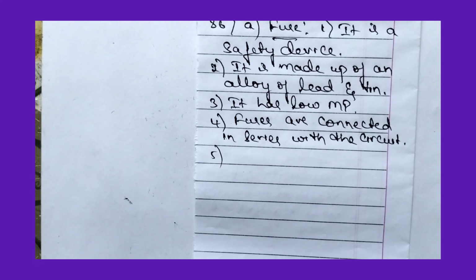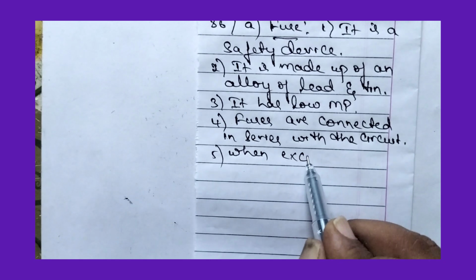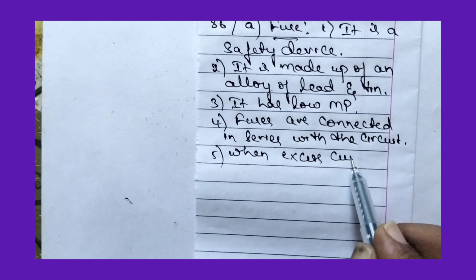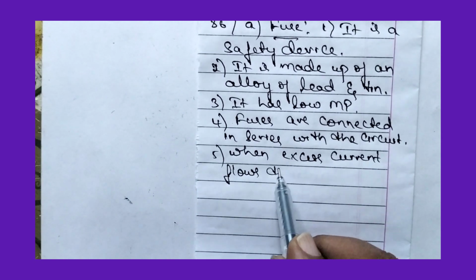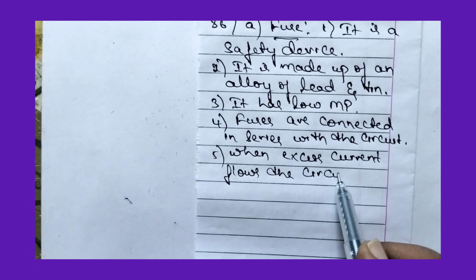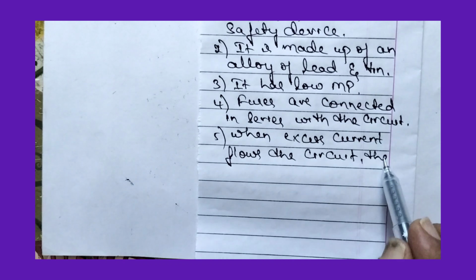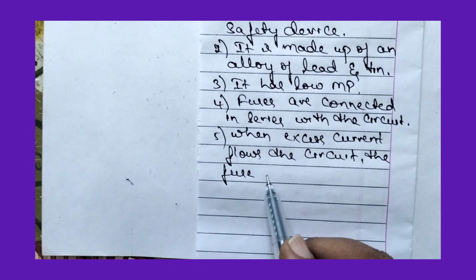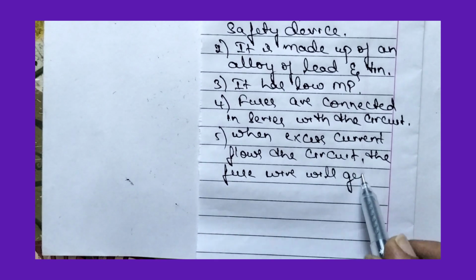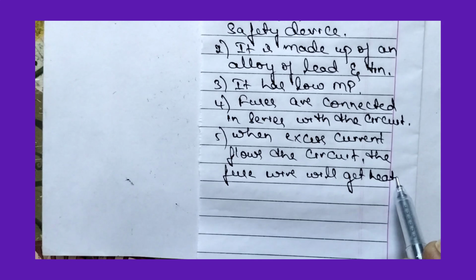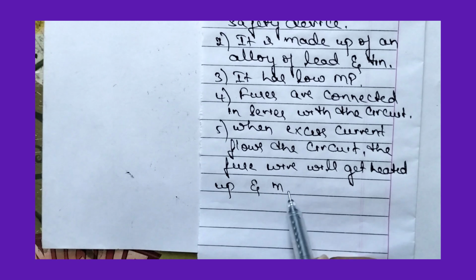Then the fifth point, when excess current flows through the circuit, the fuse wire will get heated up and melts.